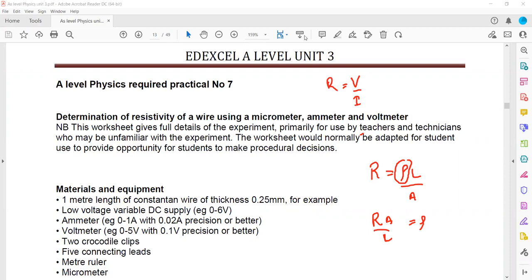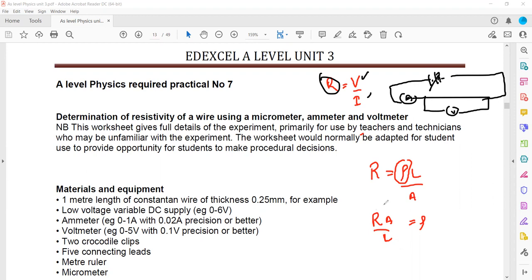So if we have a sample of a wire, we will connect a voltmeter, and then we connect an ammeter, and then we connect a variable supply. We'll change the voltage, and different voltages and currents will be there. So we'll have different sets of results, and the ratio between the voltage and the current will give us the resistance.